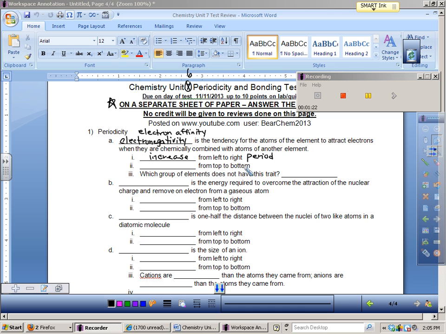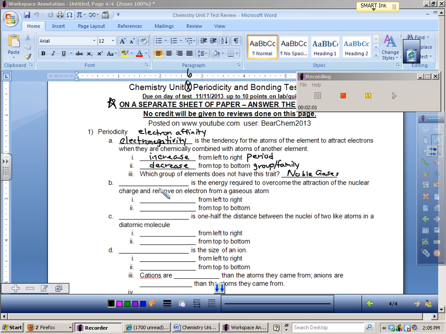If we look from top to bottom, we said that is a group or family trend. We said things in a vertical column were more closely related than things in a row. So this is the group and family, and we said that this would decrease top to bottom because those at the bottom have lots of electrons and they really don't want more. Which group of elements does not have this trait? That would be our noble gases all the way over on the right-hand side, known as group 8A or group 0.